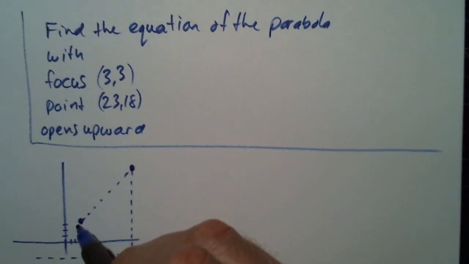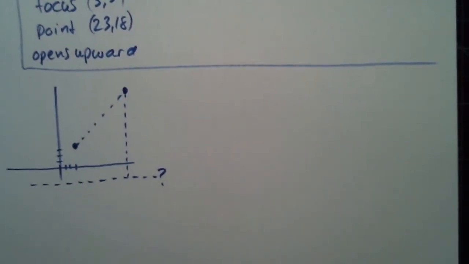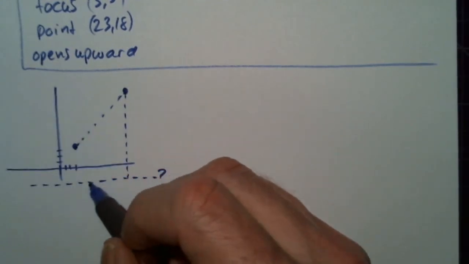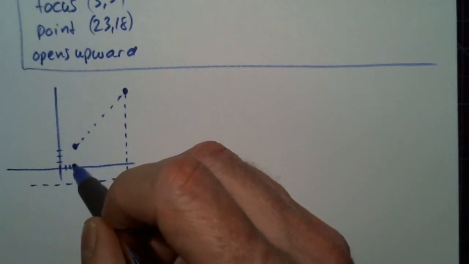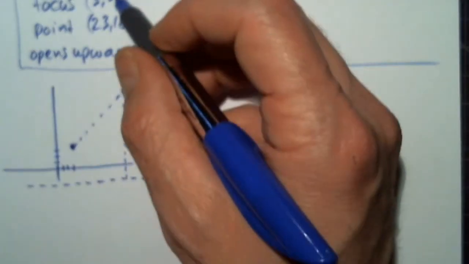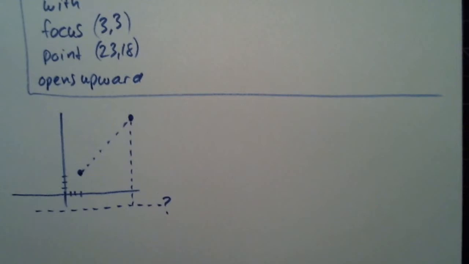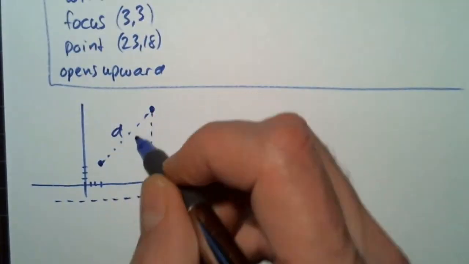If we know the focus and the directrix, then we can go halfway between that to find the vertex. If that's the directrix and that's the focus, then the vertex is halfway between. So let's start by finding this distance. We have the 2 points, so we can do the distance formula or the Pythagorean theorem. So let's find the distance.